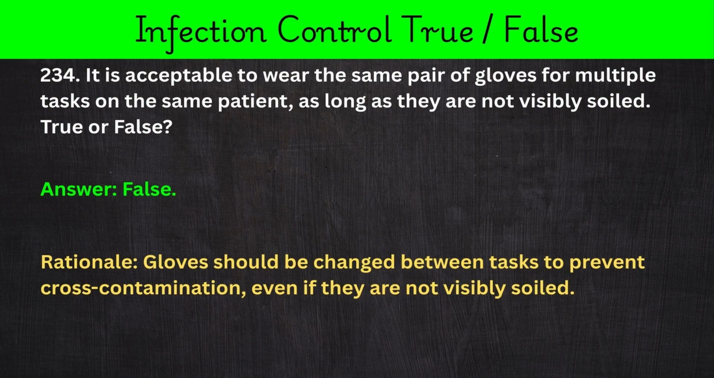234. It is acceptable to wear the same pair of gloves for multiple tasks on the same patient, as long as they are not visibly soiled. True or false? Answer: false. Rationale: gloves should be changed between tasks to prevent cross-contamination, even if they are not visibly soiled.